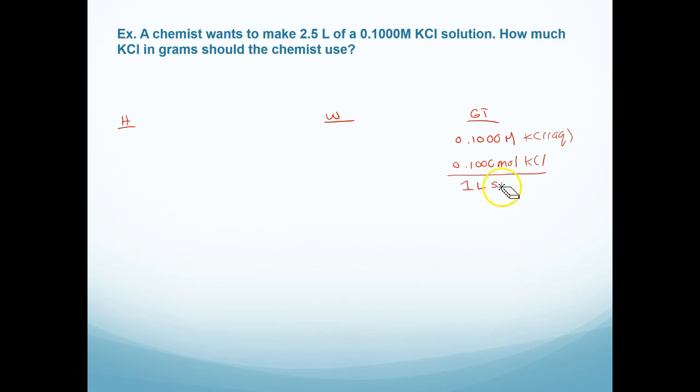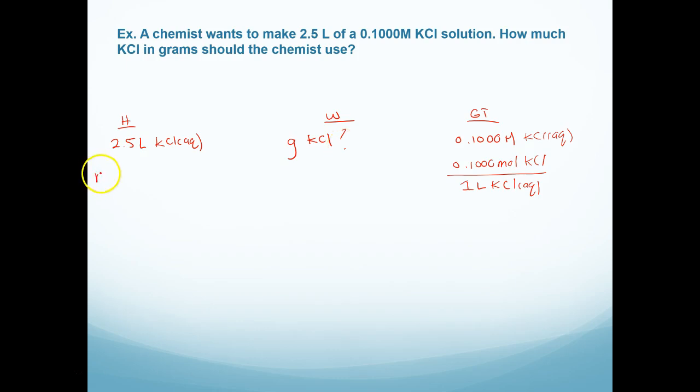Or let's go ahead and write what the solution is. So we have potassium chloride, that is aqueous. Anytime you see that, it's a conversion factor. Go ahead and rewrite it. And we're starting with 2.5 liters, or we want to make 2.5 liters of a potassium chloride solution. And the question is asking how much potassium chloride we want to weigh out in grams. So grams of potassium chloride is the question.